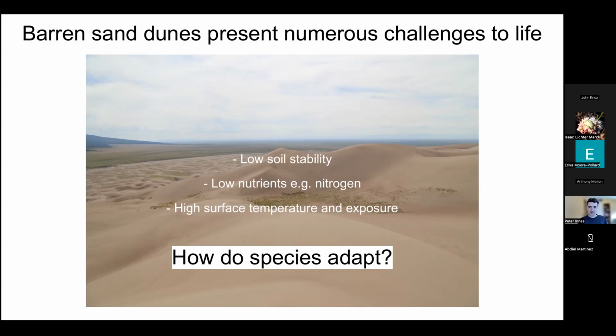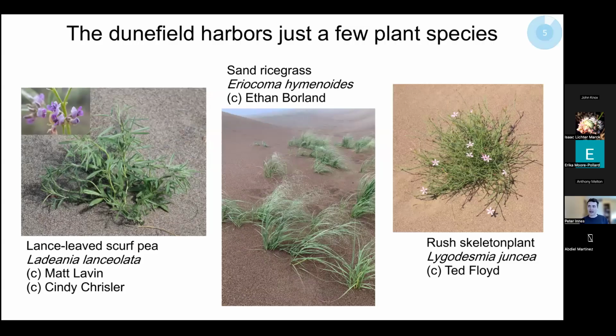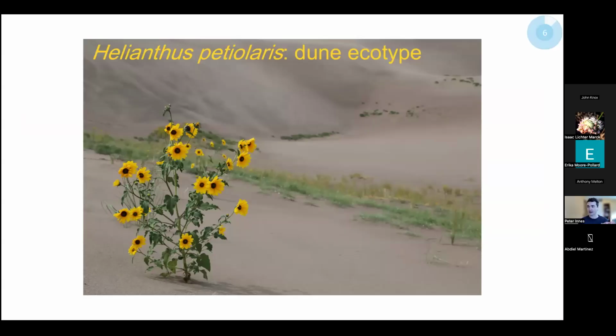And it turns out there's only a handful of plants that have adapted to live in the sand dunes. There's a legume, a couple grass species, and then a couple species in the sunflower family, including this rush skeleton plant and the star of the show today, the prairie sunflower.